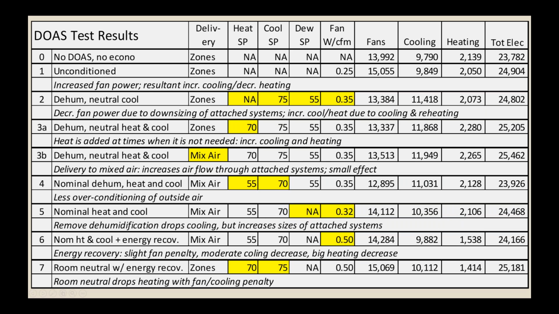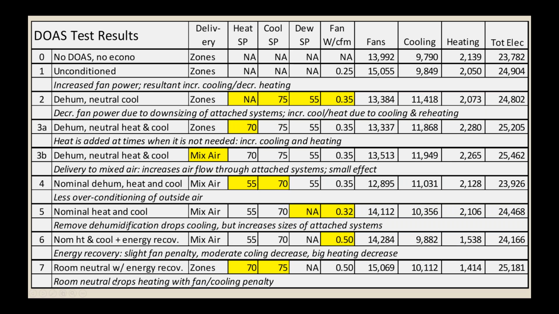The next step is adding the energy recovery, and the fan power is increased because of the airflow resistance of the heat recovery media. And so the fan energy is going up a little bit, cooling is going down slightly because it's an enthalpy recovery wheel, and heating goes down significantly. The climate is Chicago, so it's a fairly cold climate, and a significant heating benefit.